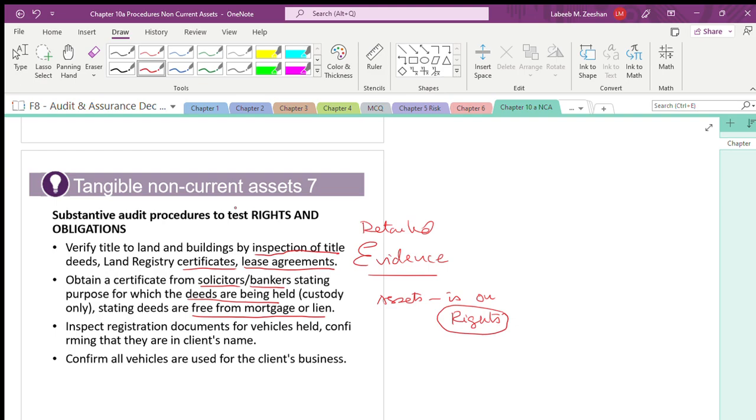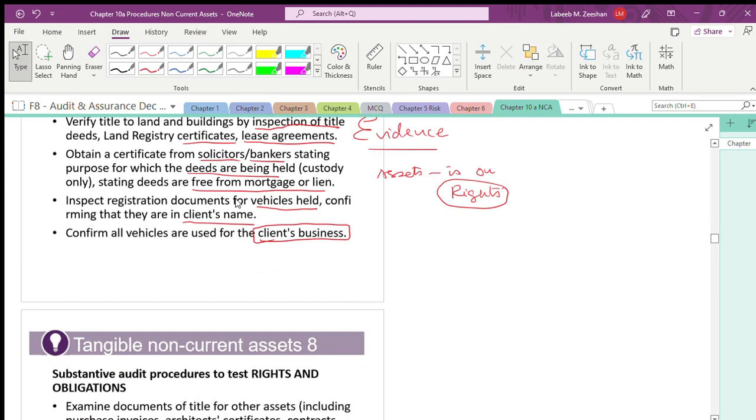Inspect registration documents for vehicles, confirming they are in the client name. If I am purchasing a car on loan, my name will be there and the finance person's name will be there. The moment I repay all the loan, the next time renewal happens, the car will be transferred to my name. That is the procedure you have to inspect. Confirm all vehicles are used for the business only, no personal use as such.